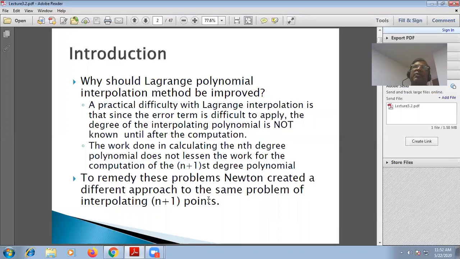As usual, in so many cases, Newton has given just an extension of the previous research. So here Newton has also extended the work of Lagrange, and he created a different approach to the same problem taken by Lagrange, of interpolating n plus 1 points.